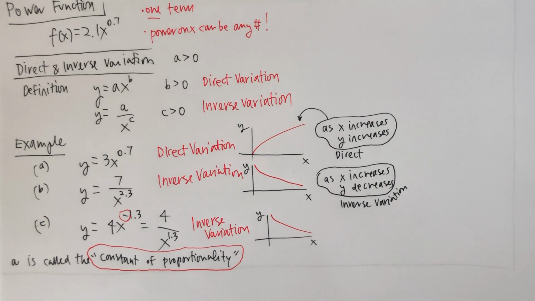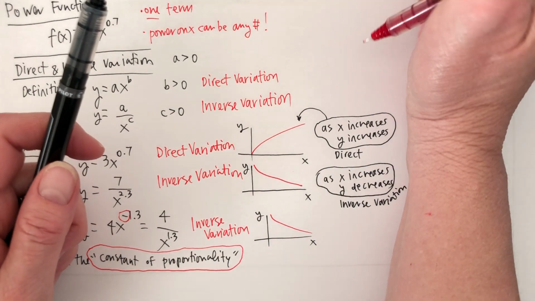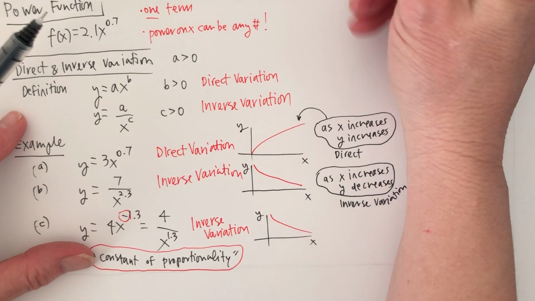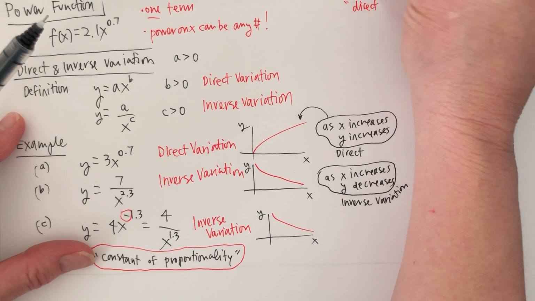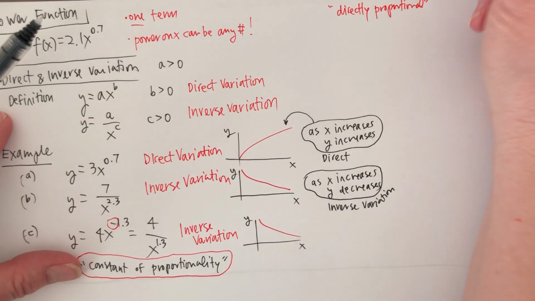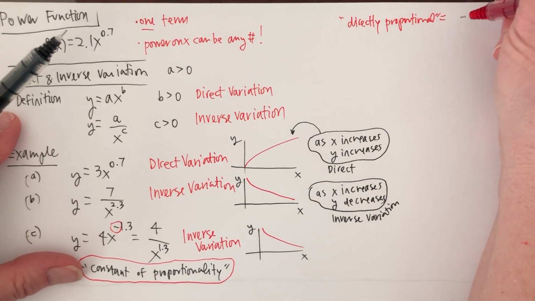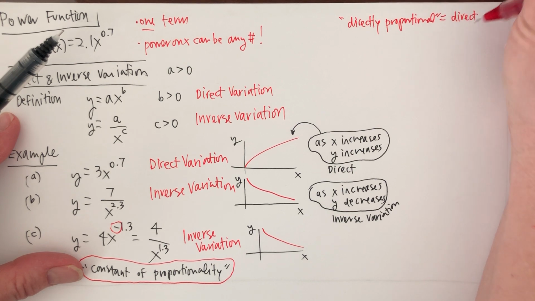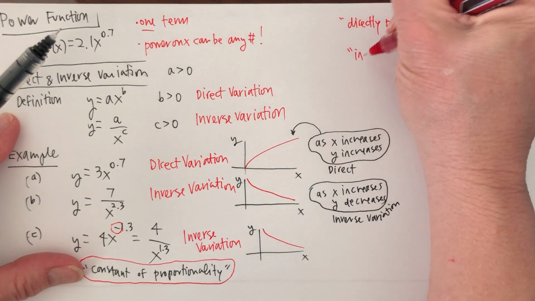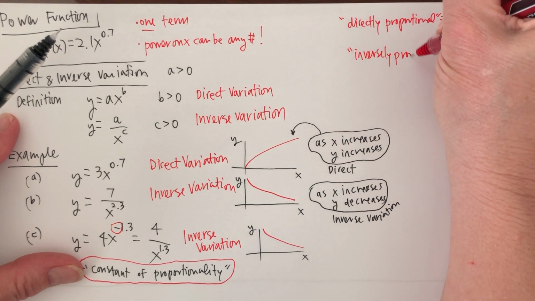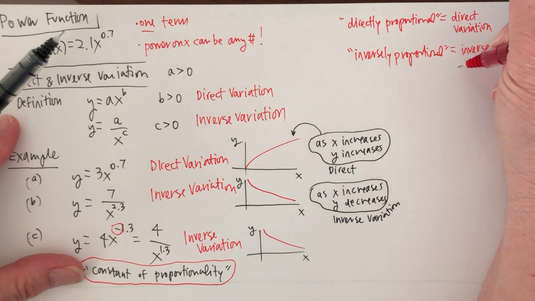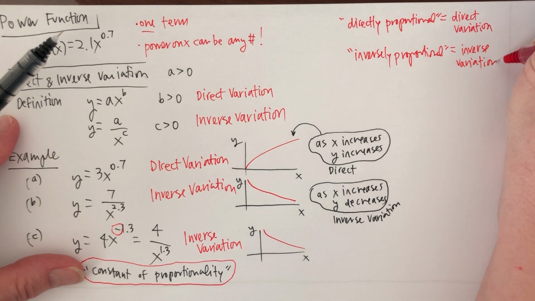Also, one thing to notice is there's different wording besides direct and inverse variation. Sometimes people will say, oh, those are directly proportional. Directly proportional means direct variation. It's just another way of saying it. And you might see they're inversely proportional. And it's the same story. So those two phrases will mean the same thing.